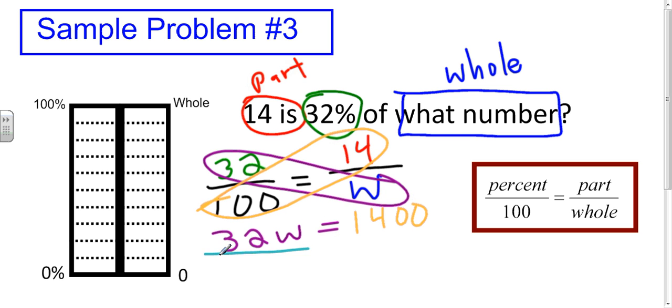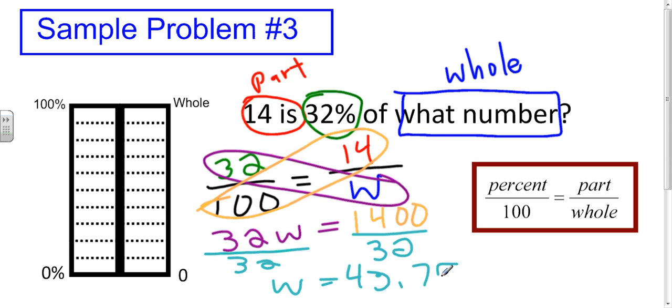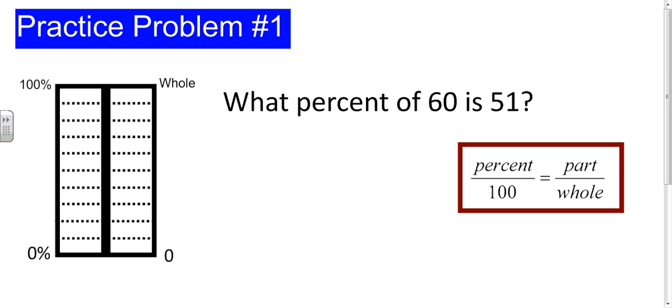And I just want to divide both sides by the coefficient, which is 32. And 1400 divided by 32, I find out the whole is 43.75. So 14 is 32% of 43.75. All right, here are some for you to try on your own.